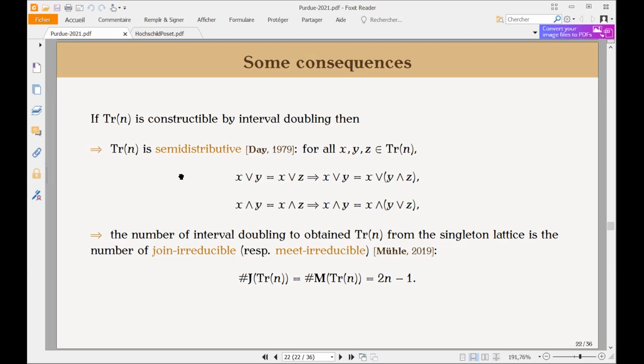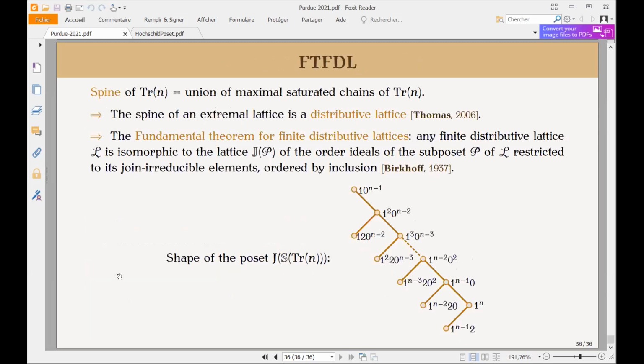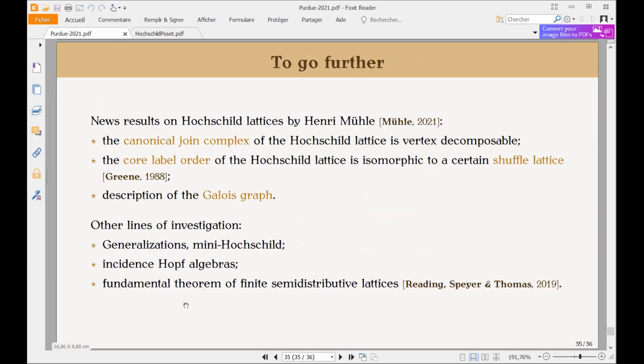So, for instance, the last point that I gave, you obtain a way to keep the investigation of your lattice going if it checks this property. For instance, for the fundamental theorem for finite semi-distributive lattices. Not sure about my reference.